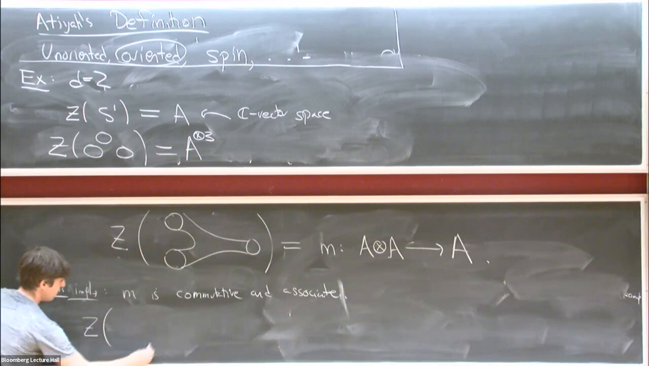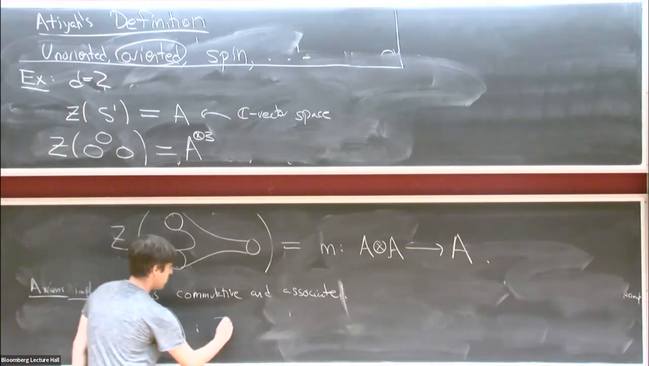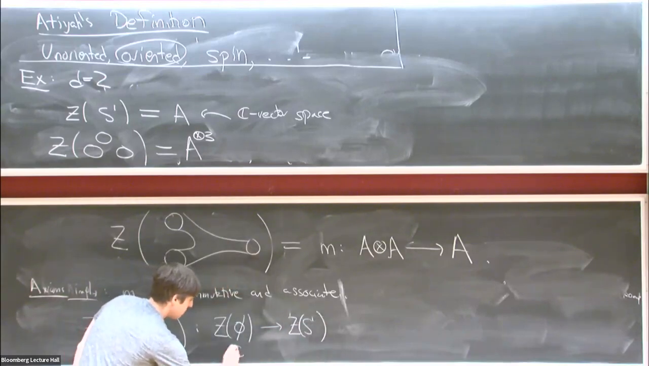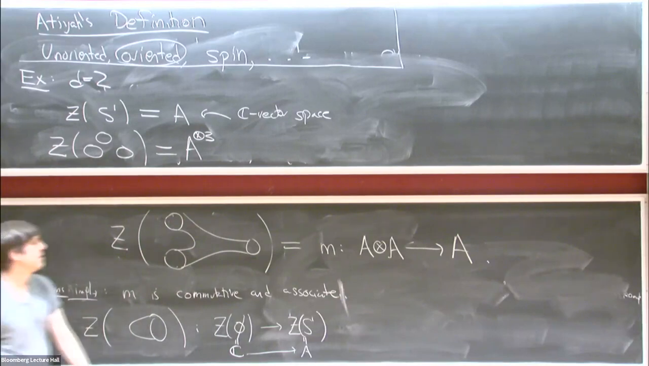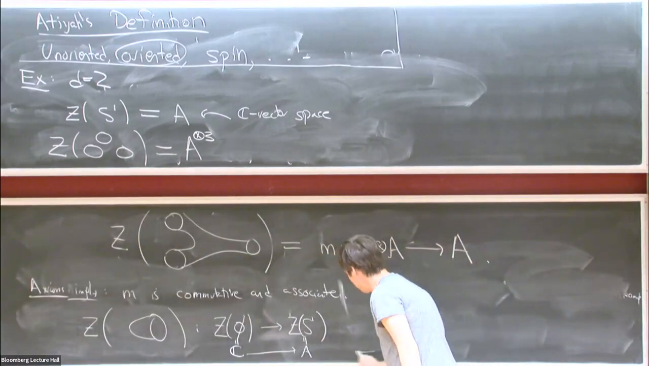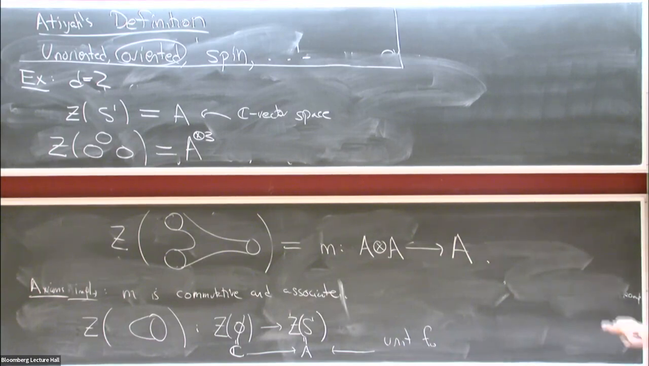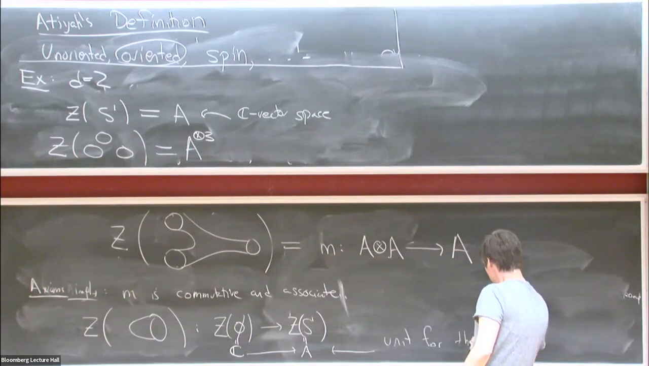So you can evaluate Z on a disk, which is a manifold whose boundary is a circle. I'm going to think of that circle as outgoing. So this disk is a bordism from the empty manifold to the circle. That gives you a linear map from Z of the empty manifold to Z of the circle. Z of the empty manifold, remember, is the complex numbers, and Z of the circle is A. So you can just think of this as an element of A, and this element is the unit. Yes, you identify a linear map with an element of A by evaluating it at the element one. So this is the unit for the multiplication of A.